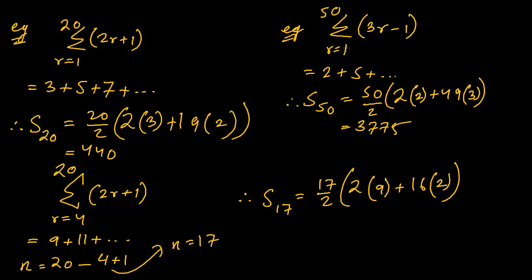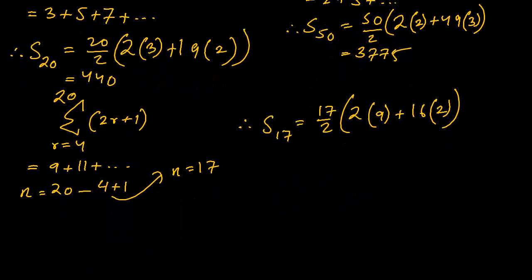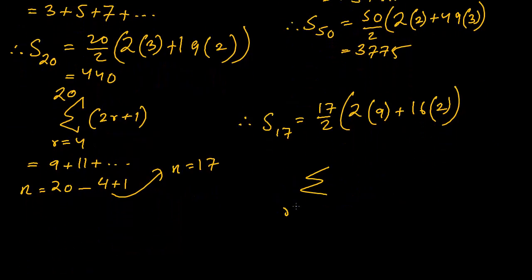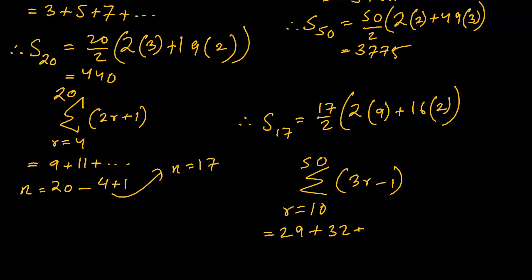Now the same thing would be over here. If it was not r equals 1 to 50, if it was something like this, find the summation of r equals 10 to 50 of 3r minus 1. Then the first term would be 3 tens are 30, minus 1 is 29. The second term would be 3 elevens are 33, minus 1 is 32. It would be like this, and the number of terms now would be 50 minus 10 is 40, plus 1. So there would be 41 terms, and you would have to find s41.